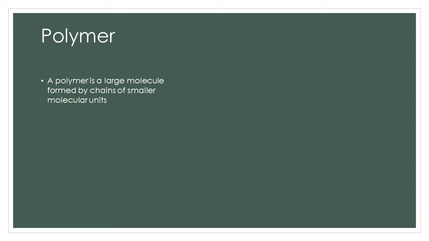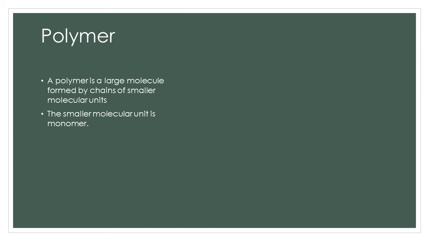Okay, what is a polymer? A polymer is a large molecule formed by a chain of smaller molecule units. So a polymer is a long chain of smaller molecule units. The smaller molecule unit we call the monomer. Okay, look at the word poly. Poly means many. Okay, polyclinic. Poly means many. Polymer means the combination of monomers.